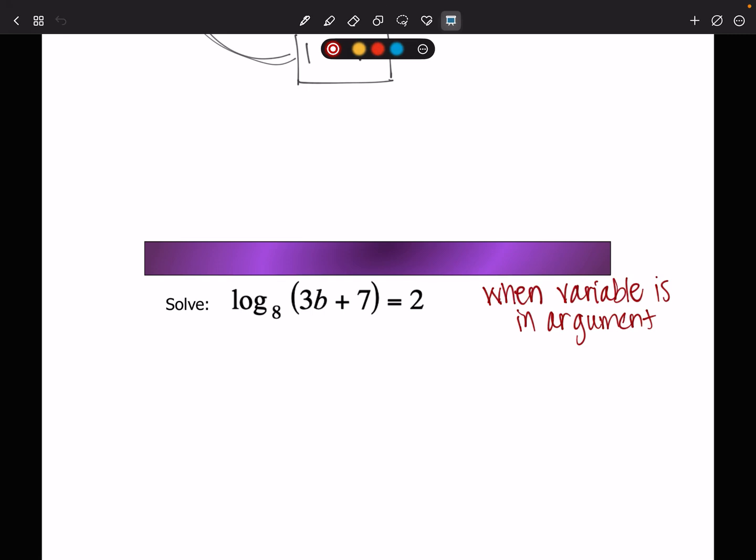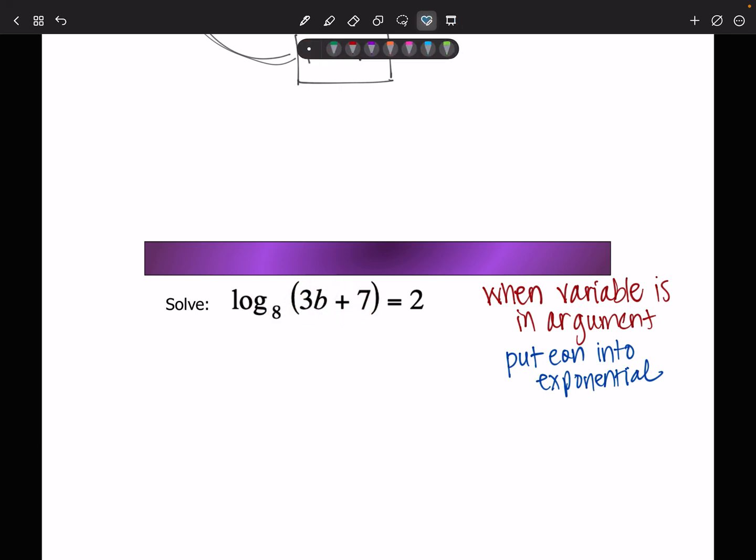When the variable is in the argument, then you're going to put the equation into exponential form. So you're going to rewrite it in exponential form. Here I have log base 8 of 3b plus 7 is equal to 2.